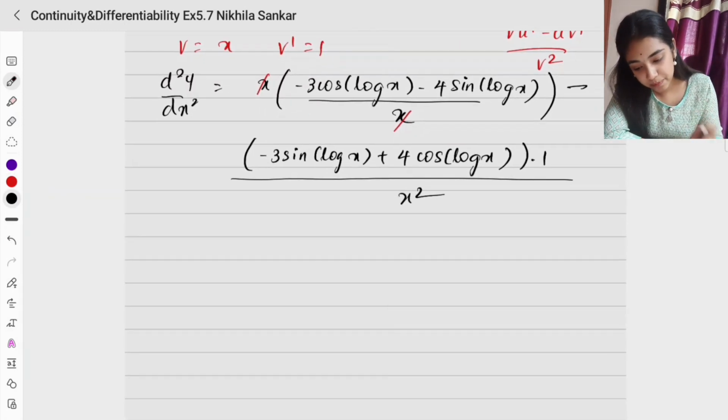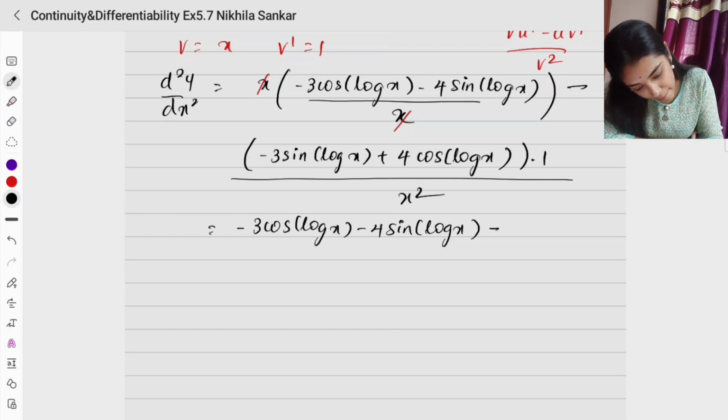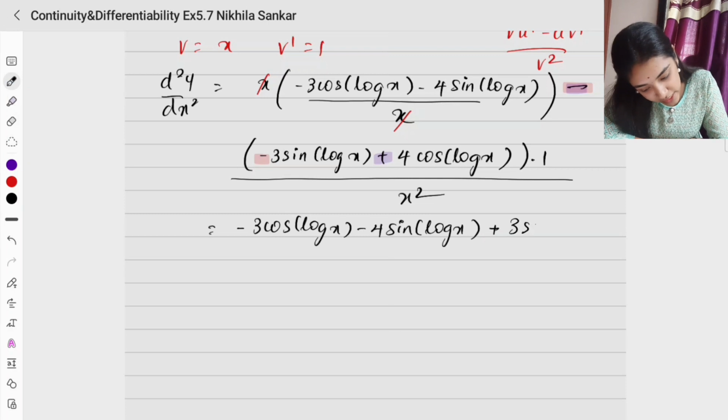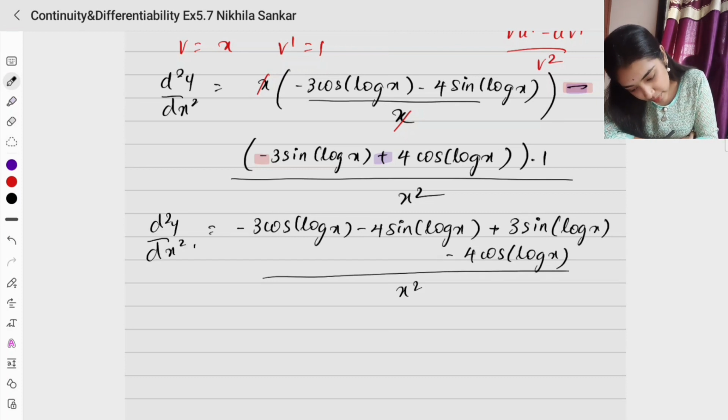So, what will I be left with? I'll have minus 3 cos of log x minus 4 sin of log x minus, I'm going to multiply the minus inside. Here there is a minus and here there is a minus. So, minus times plus becomes minus, and minus times minus becomes plus. Please be very careful on doing the calculation. So, I have plus 3 sin of log x minus 4 cos of log x, the whole divided by x square. So, this is my d square y divided by dx square.